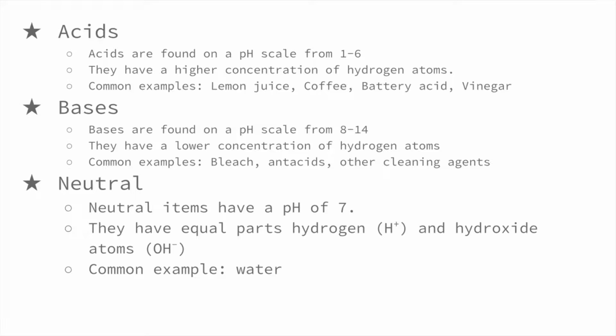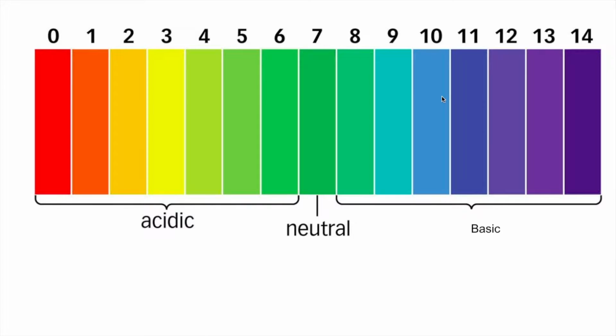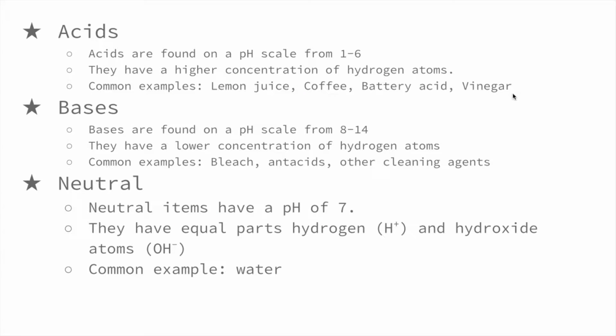Some examples that you might be aware of are lemon juice, coffee, battery acid, and vinegar. Those are all examples of acids. We can consume acids. We consume lemon juice, we consume coffee, we can also consume vinegar if you have vinegar chips or on your fries. But if we were to ingest battery acid, it is too acidic. It would really, really hurt us. So some things we can't ingest, but some we can.